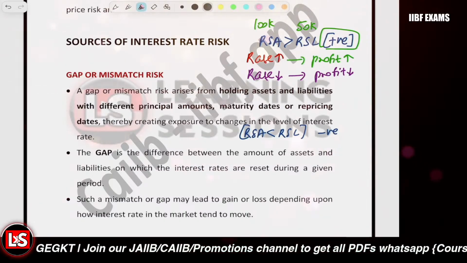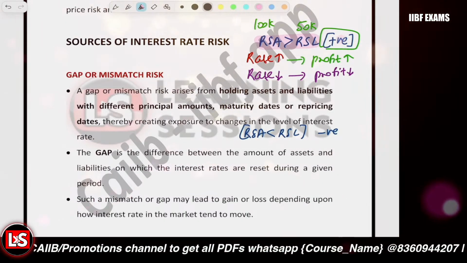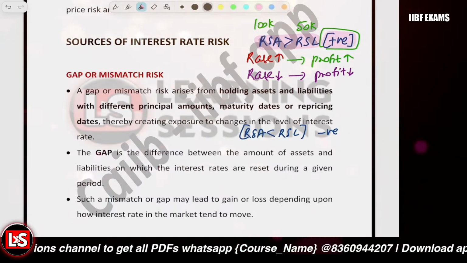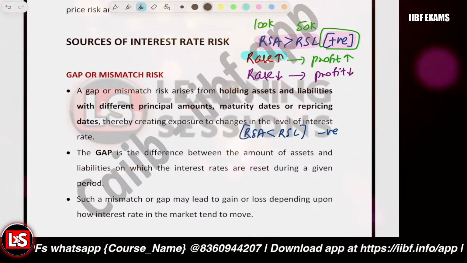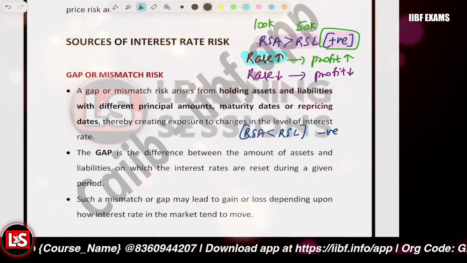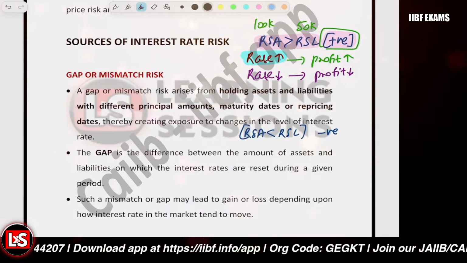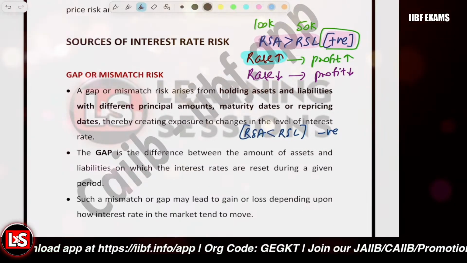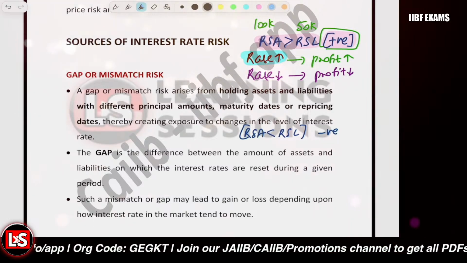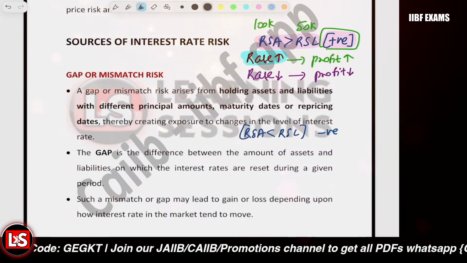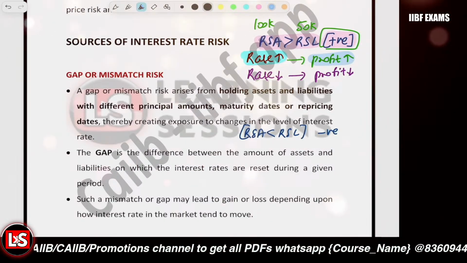So the first case I told you about is when the risk sensitive assets are greater than the risk sensitive liabilities. We are talking about the positive gap, right? Second, I told you, what if the interest rate increases? Now we have more risk sensitive assets, and in that case the profit will be more. Why? Because we can earn more on the risk sensitive assets. So profit will be more there.